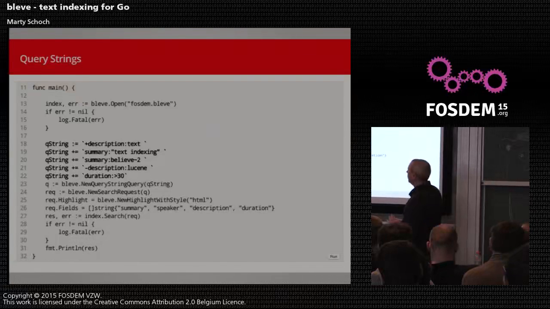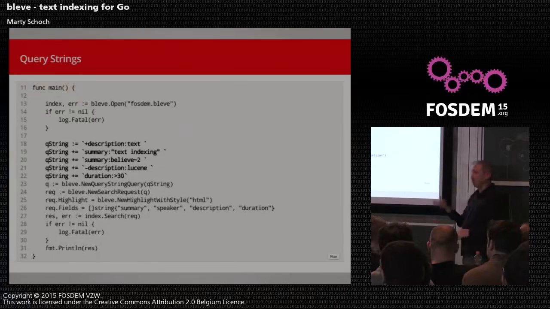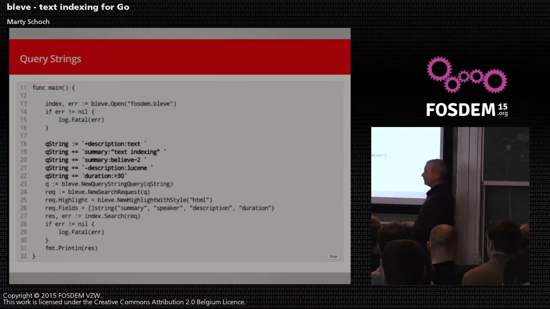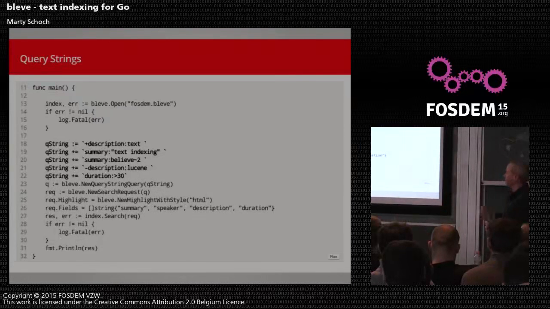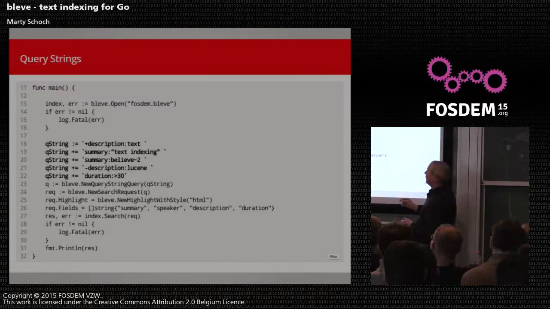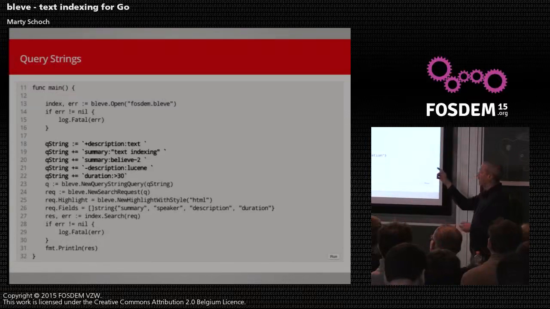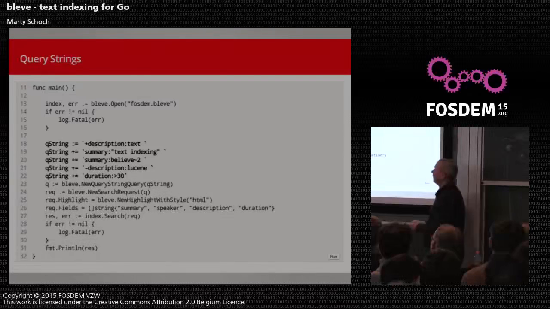So here in the first one, again, we're just concatenating strings to make it a little easier to read. Description:text is going to say in the field description, it's going to have to match the term text. The plus in front is going to mean it must satisfy that particular clause. On the next one, we see text indexing in quotes, which triggers a phrase match in this case. And again, that's also restricted to the summary field. Summary:believe~2 is going to do a fuzzy search. And then again, that 2 there is the Levenshtein distance that you're going to pass in as a parameter.